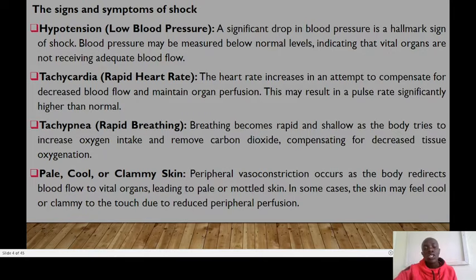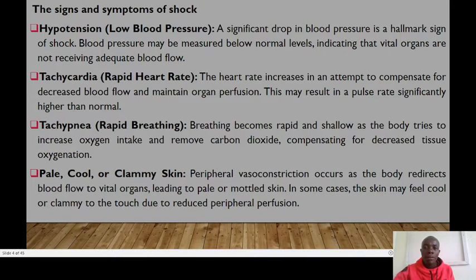All right, so we have the general signs of shock. We can give you the 4 main ones, and number 1 is low blood pressure. We normally have a significant drop in blood pressure, which becomes the hallmark sign of shock, especially hypovolemic shock. Here the vital body organs will not be able to receive adequate blood because of reduced blood volume. So the first sign is hypotension.